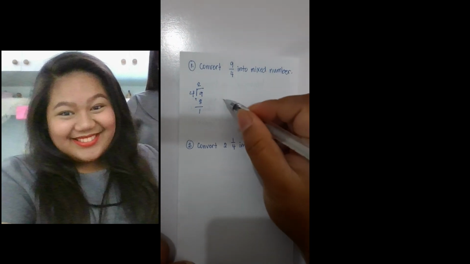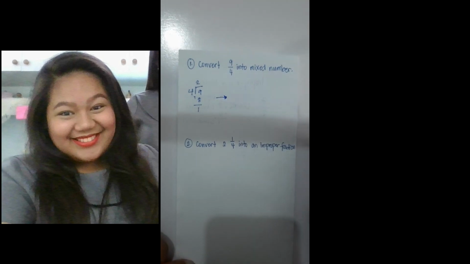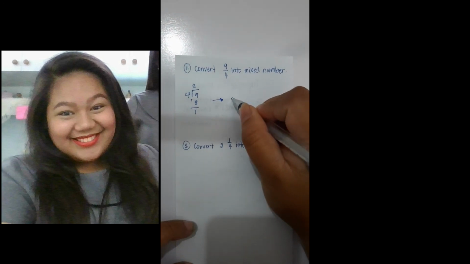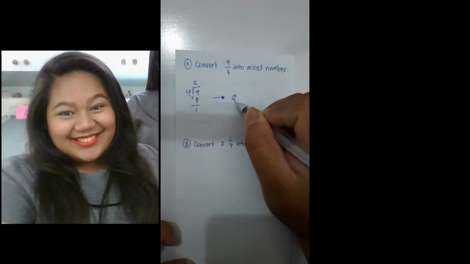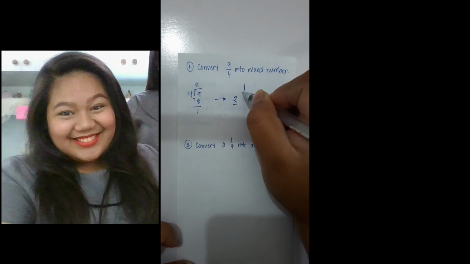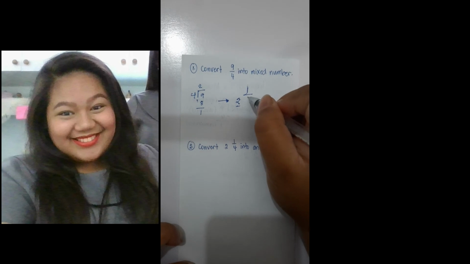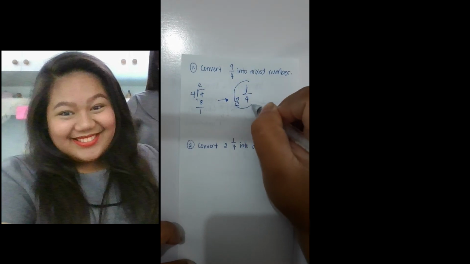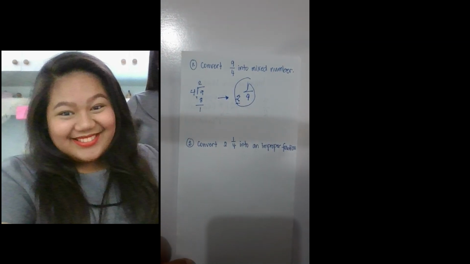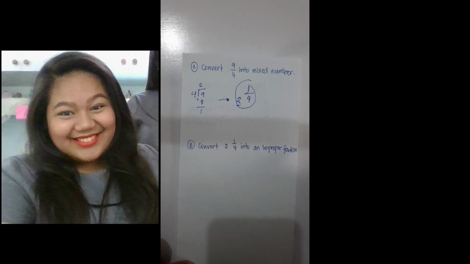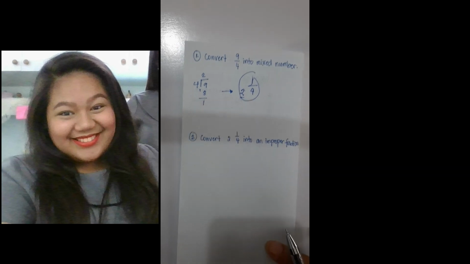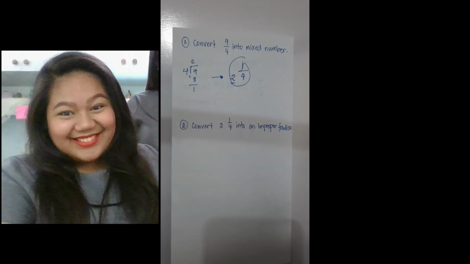So therefore, our mixed number is 2, which is our quotient. That would become our new whole number. 1, which is our remainder, is our new numerator. And we will retain our denominator, which is 4. So the answer is 2 and 1/4. Do we have the same answer? Good. Number 2. Convert 2 and 1/4 into an improper fraction.